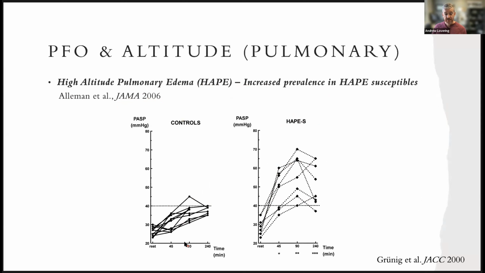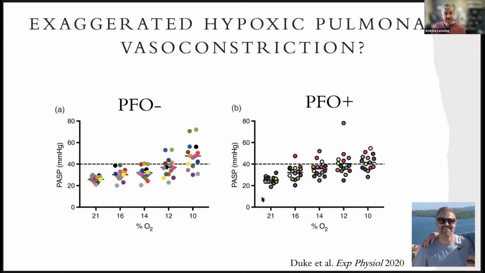Compared to controls, these individuals breathed 12.5% oxygen for 4 hours, and pulmonary pressure increases with exposure to hypoxia. We know this. However, in those who go on to develop high altitude pulmonary edema, they have these exaggerated pulmonary vascular responses and a much greater increase in pulmonary pressures. So we wanted to know, if you have a PFO, does that predispose you to having an exaggerated hypoxic pulmonary vasoconstriction? And I'm sad to say that the answer is no, it does not.